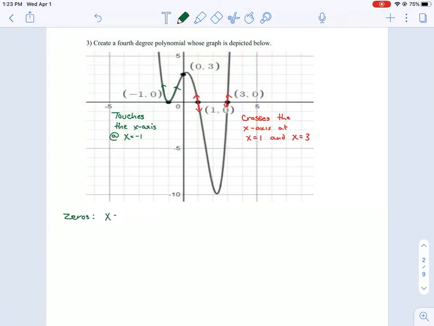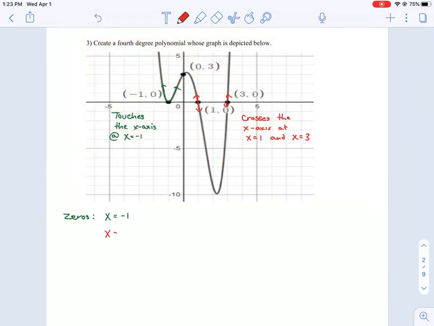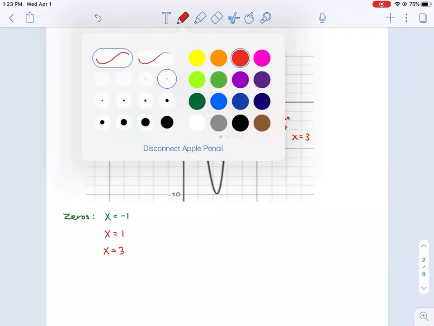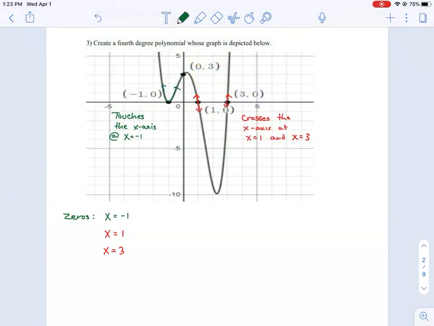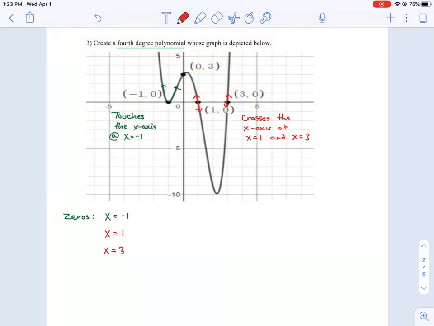So the three roots, or zeros, that we have are x is equal to -1, x is equal to 1, and x is equal to 3. But if you look, we only have 3 zeros, and we have to create a fourth degree polynomial, so we're 1 zero short, which means their multiplicities are not all going to be 1.